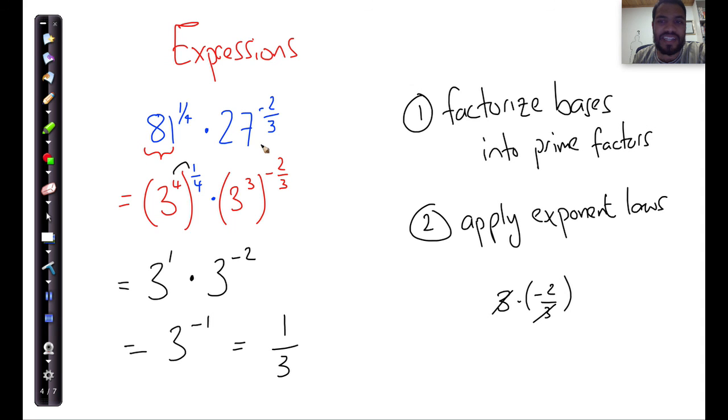So that's our first example. Factorize the bases into their prime factors, and then we apply the exponent laws, as we've done over there, and we end up with this answer. So that's the first example, people.